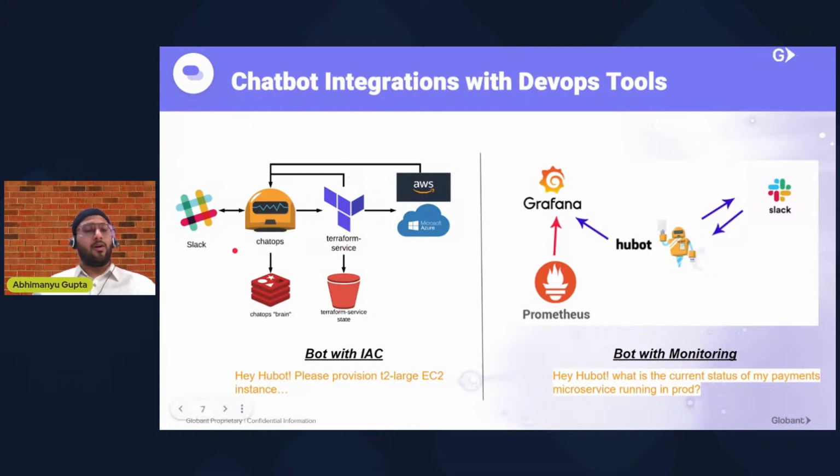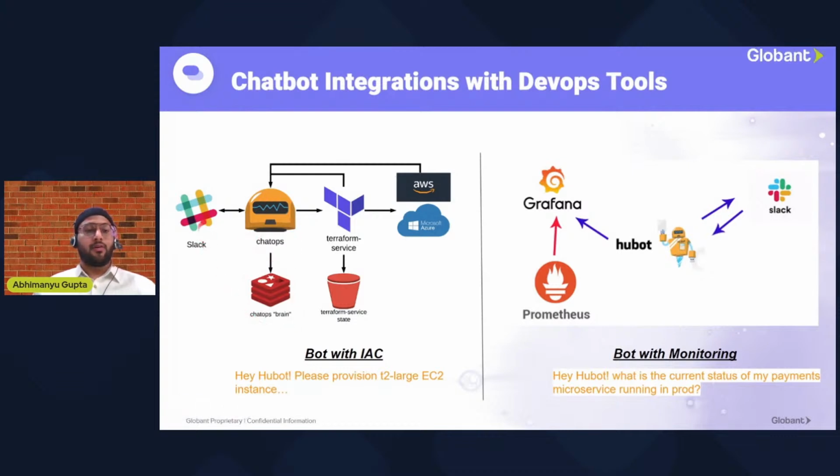So now let's say you want to create an infra, right? You can give simple commands like, hey HuBot, I want to provision a T2 large EC2 instance, maybe in US East region, right? As soon as you give this command to the bot, your bot will store all the important information into its brain. Now brain is nothing but a database. It could be a Redis or any other memory store that supports your bot, right?